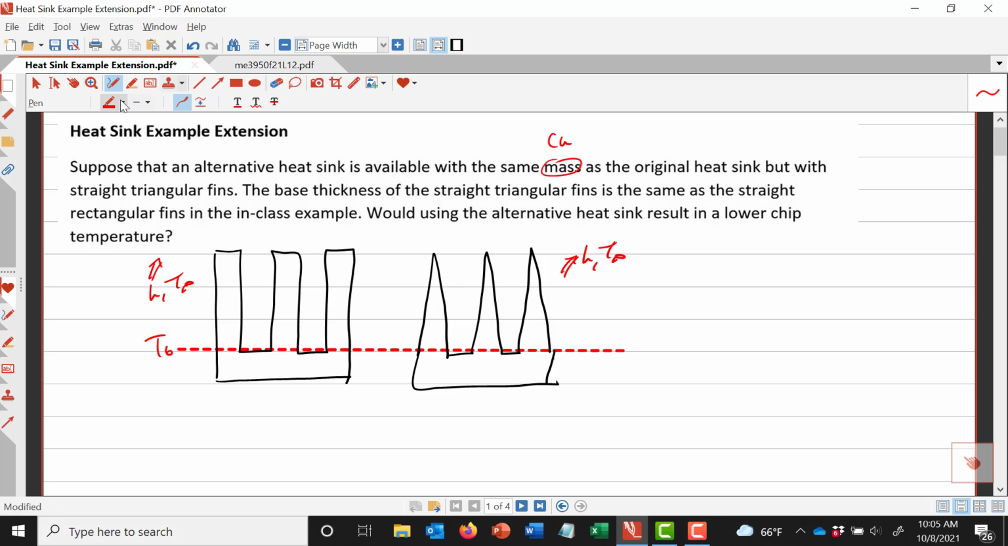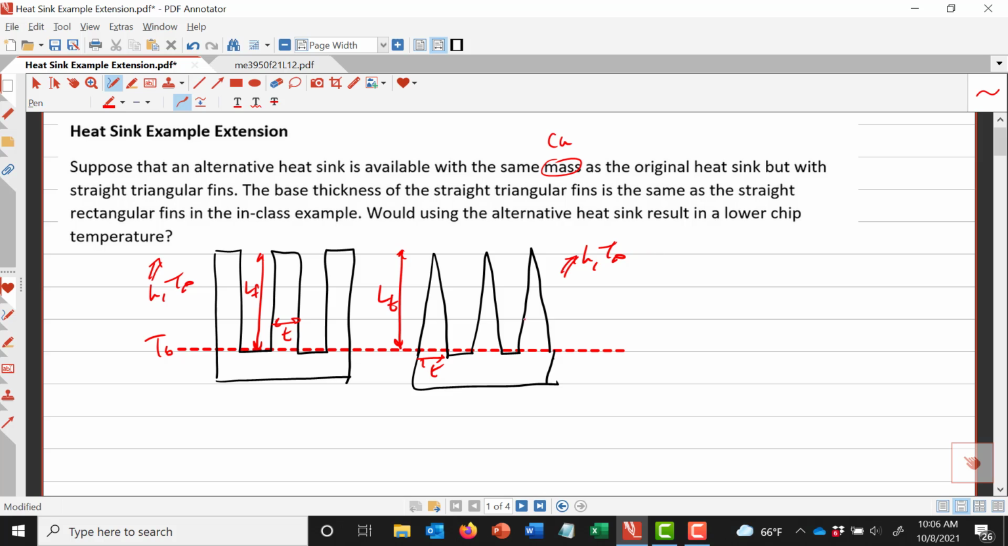So here we go. If you look from the side, for our original heatsink, we have an L sub F and a T for each of these fins. Here we have the same base thickness T, but now we have a new length L sub T. I'll call it L sub T for triangular.